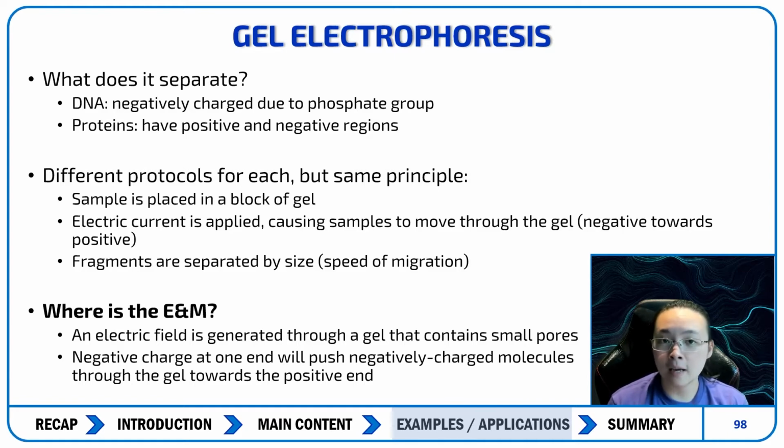So where is the E&M involved in this procedure? It's mainly the electric field that's generated through the gel that contains small pores. A negative charge at one end is going to push negatively charged molecules through the gel towards the positive end. So that would be the case for DNA.